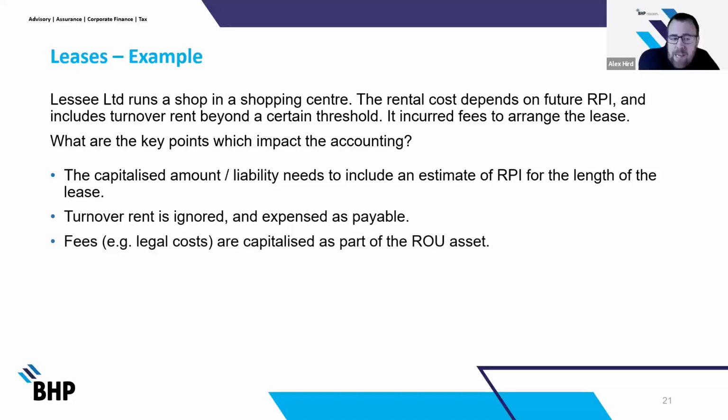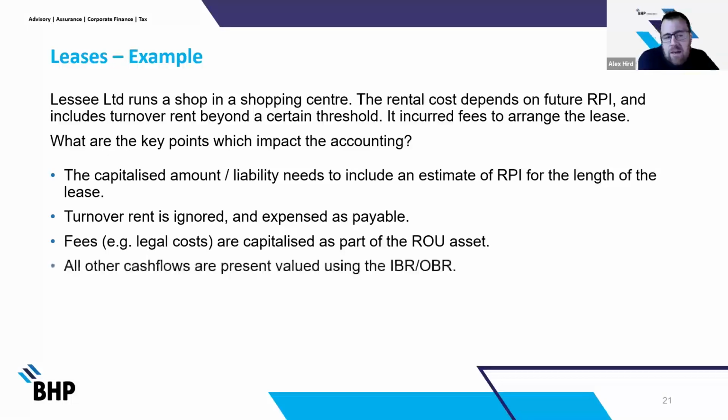The fees are actually capitalised as part of the right of use asset at the outset. So the general rule would be that your day one asset and liability are equal to each other, and thereafter the right of use asset is depreciated and the lease liability is unwound at the original discount rate used. And all of the cash flows, essentially, we just present value these using the IBR or the OBR. So sounds hopefully relatively simple from that side of things. Obviously, in practice, it is quite a bit more difficult.